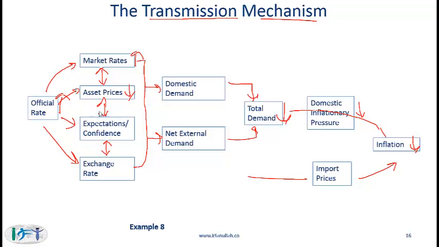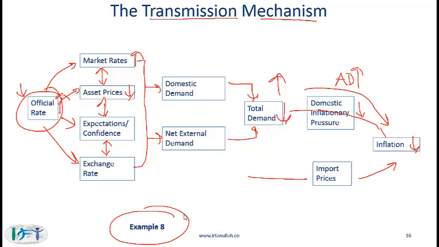I also want you to understand what will happen if there is a decrease in the official rate. If there is a decrease in the official rate, then market rates come down, asset prices increase, maybe there is optimism, confidence, etc. All this will lead to an increase in demand. Going back to our aggregate demand, aggregate supply model, this would cause an increase in the overall aggregate demand, which creates inflationary pressure, and we will have more inflation or higher price levels. Now do example 8 from the curriculum.